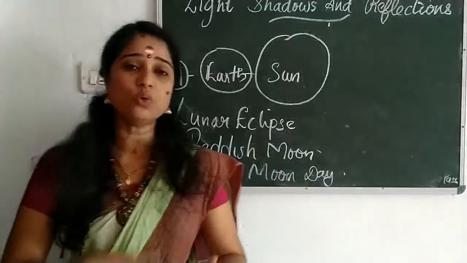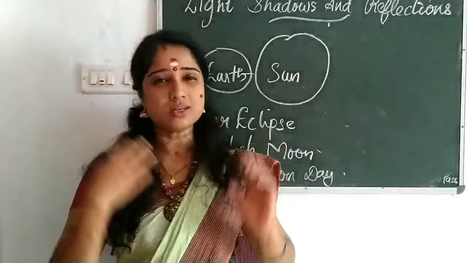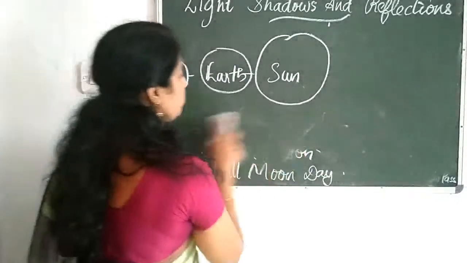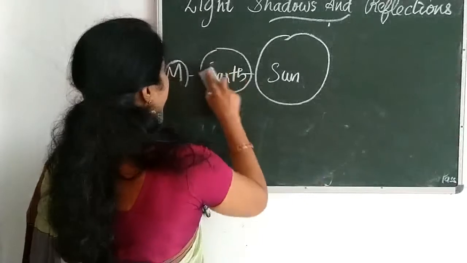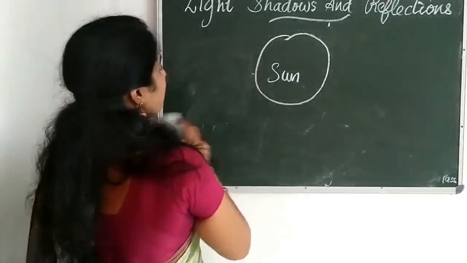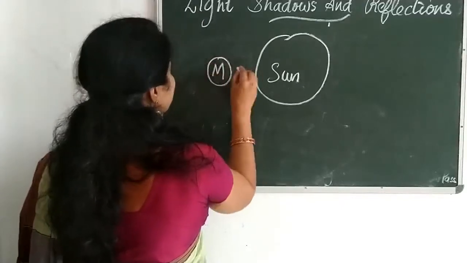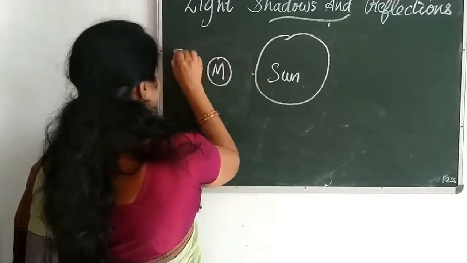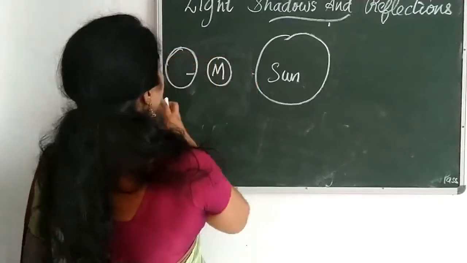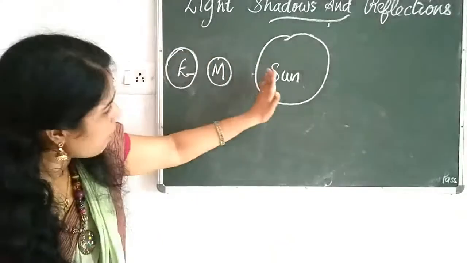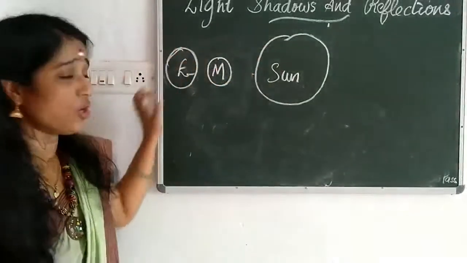Yes. So, the moon wants to take revenge, you know. This is how the revolution continues. So at one point of time, see what happened. Who will come in the center? The moon will come in the center. And what happened? Even though the earth is comparatively bigger, the moon blocks the sun's rays from reaching the earth.